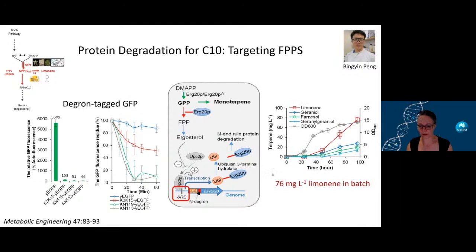So that's three times what we were originally seeing. Still not very much, but we can currently get, using other approaches that I can't talk about yet because they're going under patent, multiple grams per litre of monoterpenes from these combinations of various approaches here.